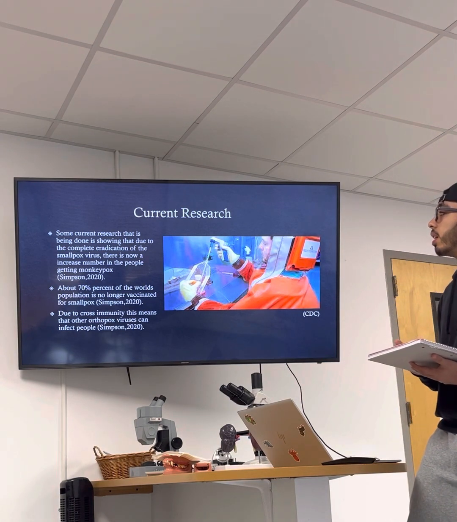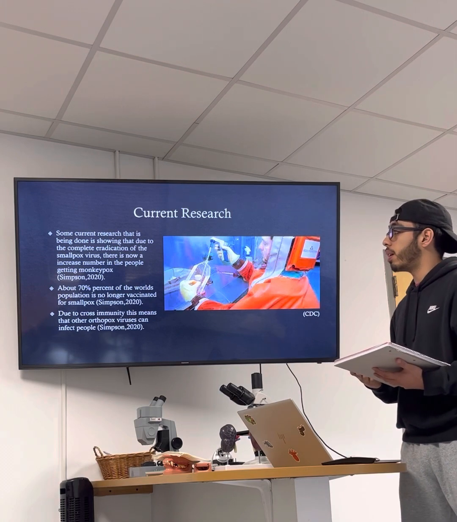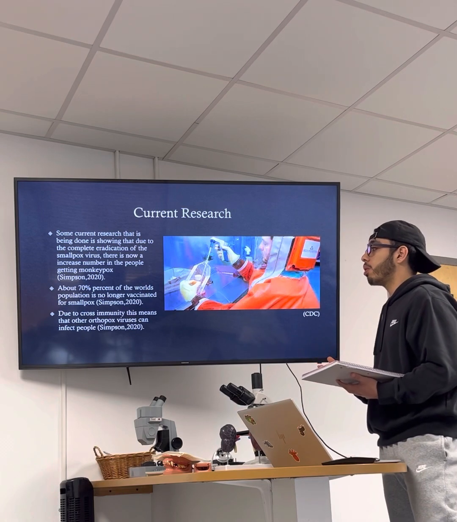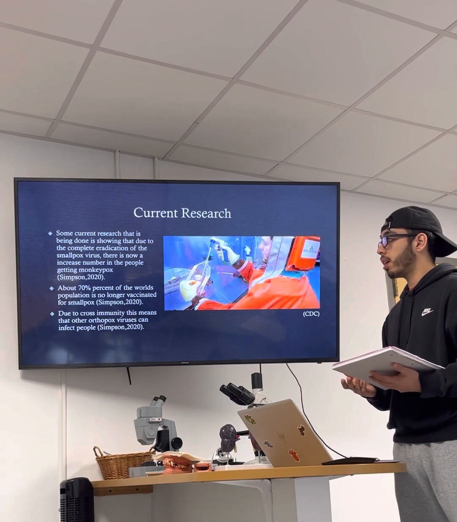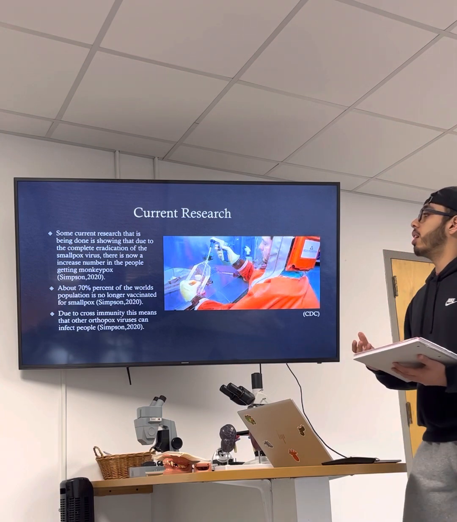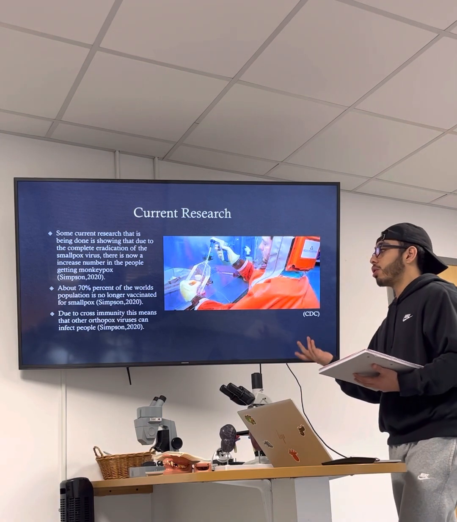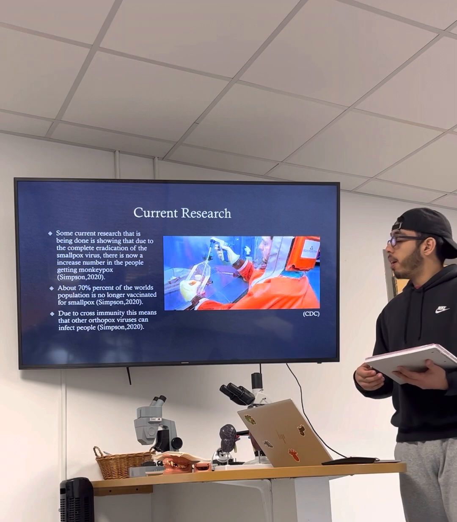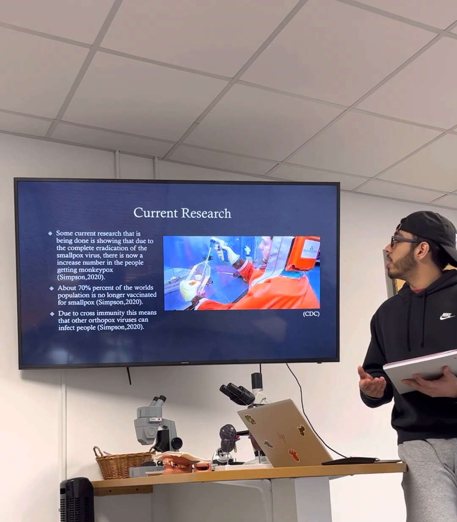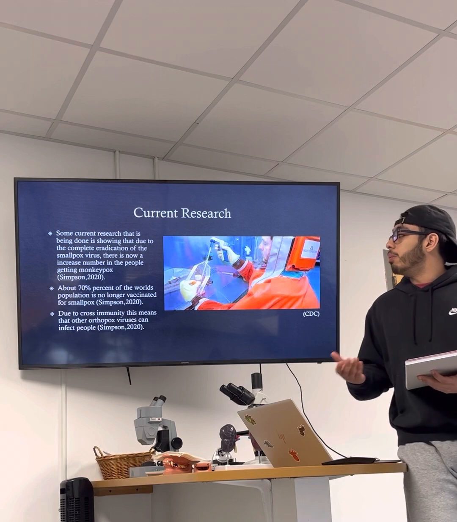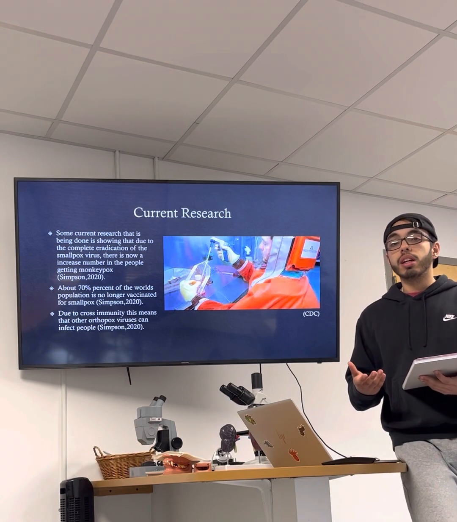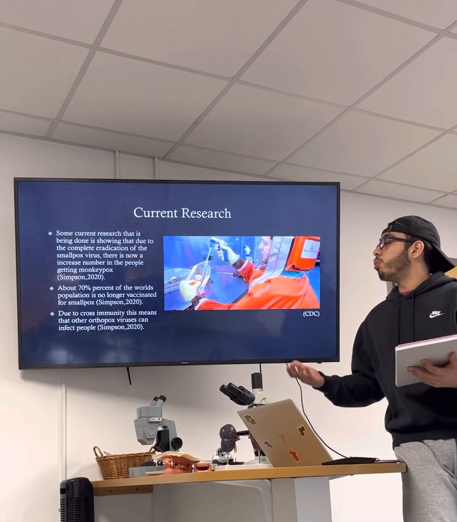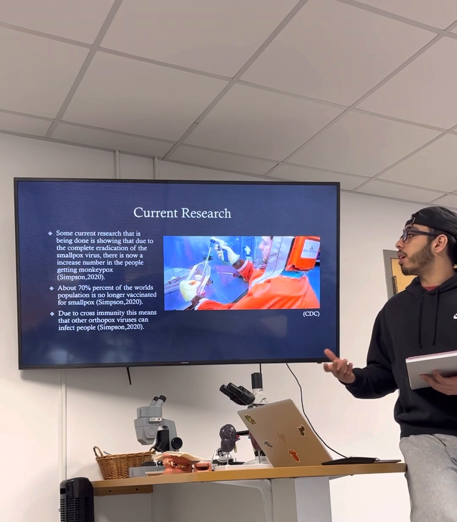Basically, they're showing that because of the eradication of smallpox virus, there's now an increased number of people getting monkeypox. About 70% of the world's population is no longer vaccinated for smallpox. Because these different viruses are within the same family, you have cross immunity, which means that other orthopox viruses can infect people. This is a big deal because now that there's no longer immunity to any kind of orthopox virus, people can become more susceptible to this more recent orthopox virus, which is monkeypox.